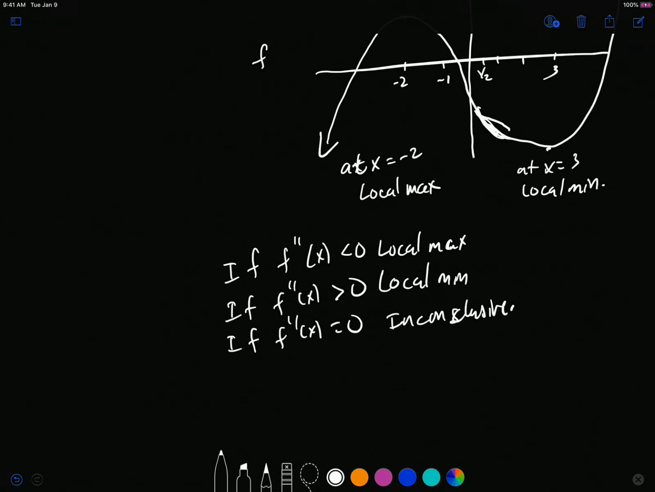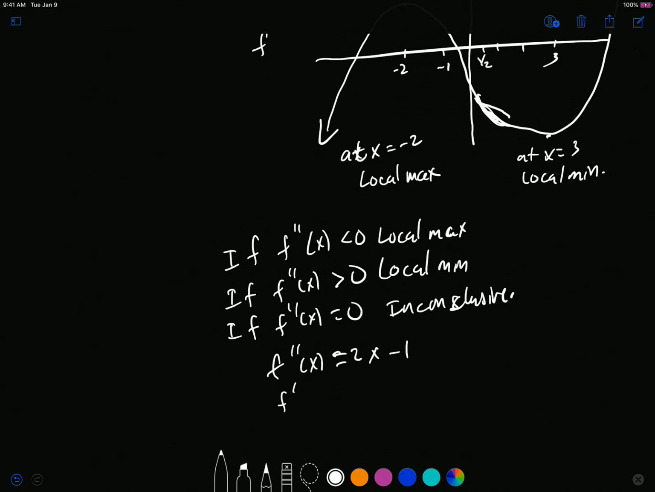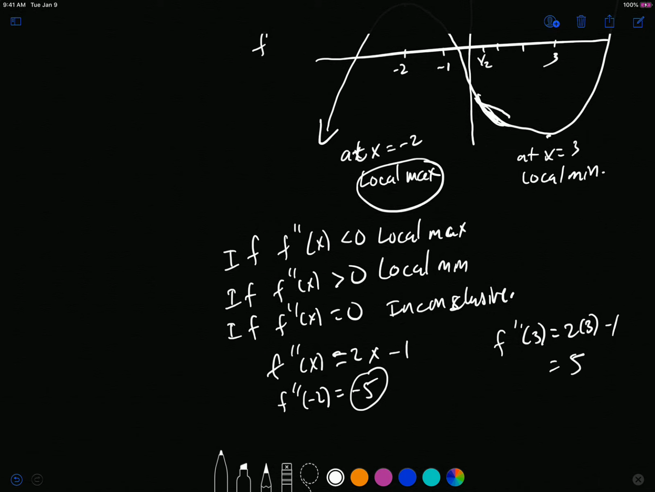And so if I take my second derivative, which is 2x minus 1, and I plug in -2, f double prime of -2, that's -4 minus 1, which is -5. Notice that it's negative, so that tells me it's a local max. And then for the one at 3, f double prime at 3 is 2 times 3 minus 1. That's 6 minus 1, which is positive 5. Notice that it is positive, and so therefore this is a local minimum. That right there is called the second derivative test.